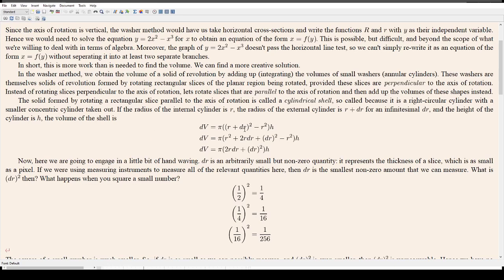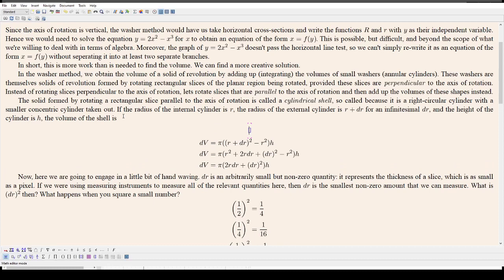So I've written that out right here. So let's suppose that the radius of the external cylinder is r plus dr, and the radius of the internal cylinder is r. So the radius of the external cylinder is r plus some tiny little bit. So this infinitesimal dr is going to be the thickness of the shell. Let's say that the height of the cylinder is h.